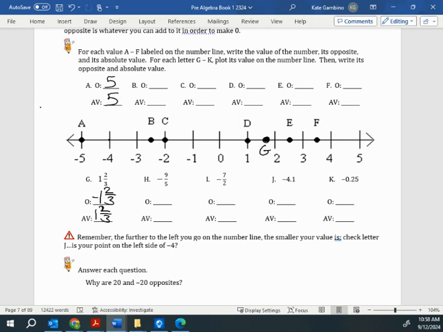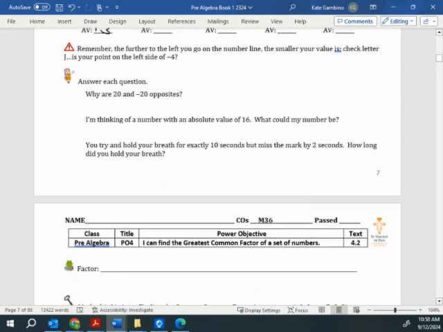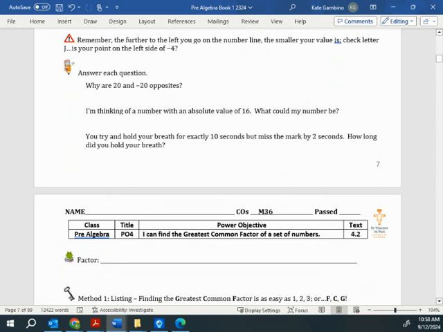Now let's look at the bottom. Remember, the further to the left you go on the number line, the smaller your value is. Check letter J: is your point on the left side of negative 4? So that's just what we talked about.